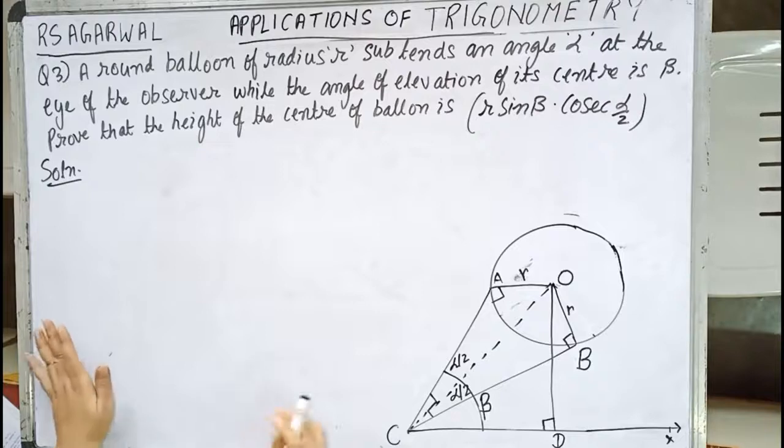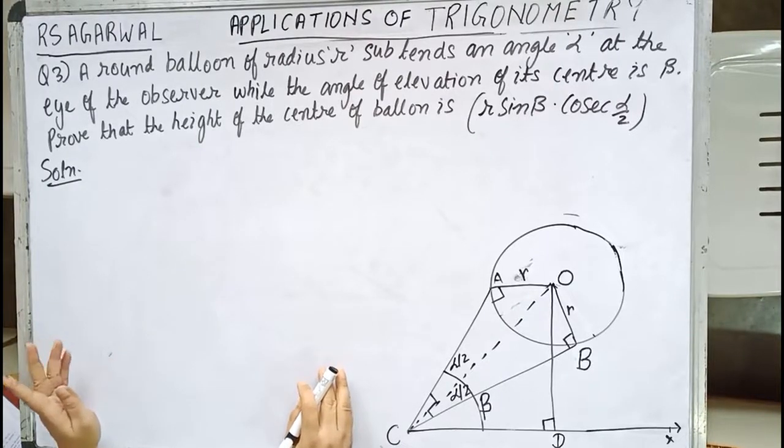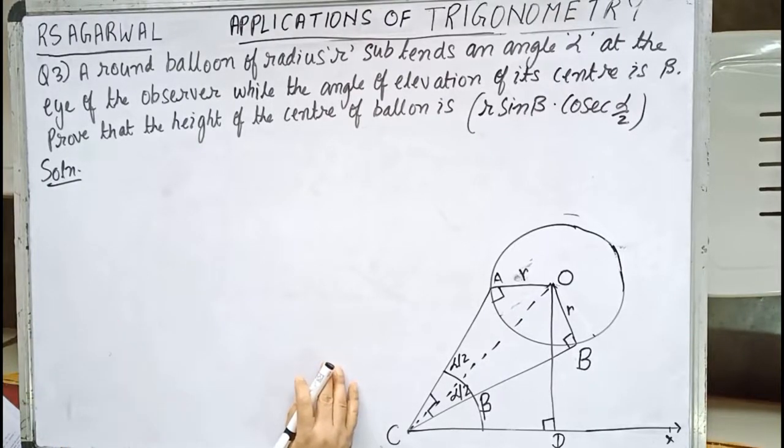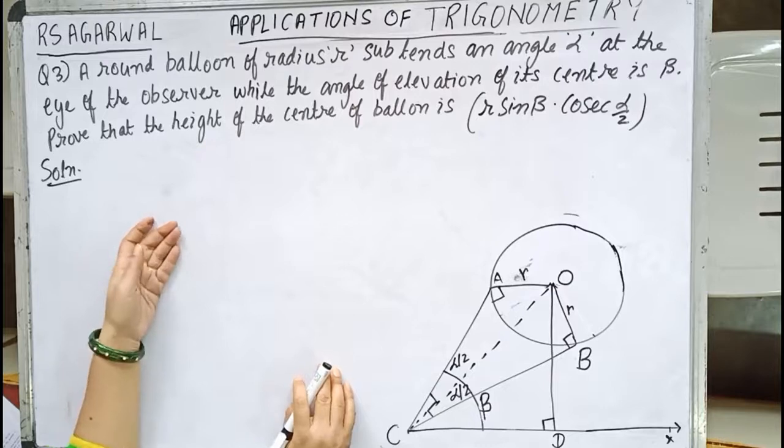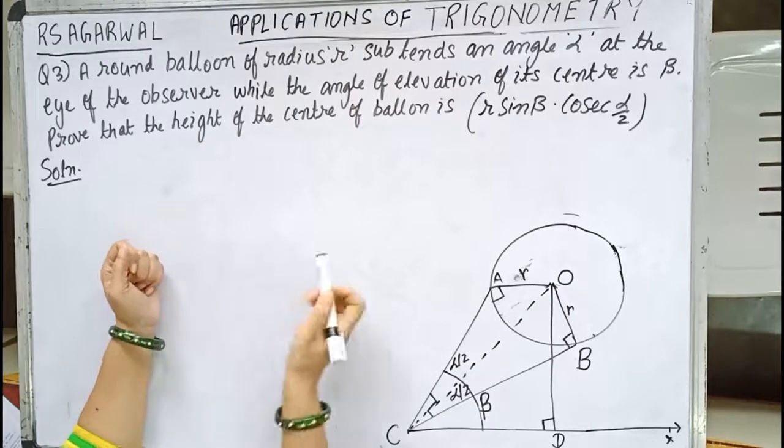Now let us move to question number 3. Question number 3, which I have written over here, is another solved example. In my book it is example number 20. In your book, see the numbering, which example number it is. I have written the question over here.